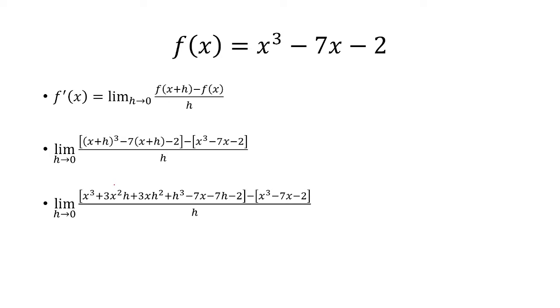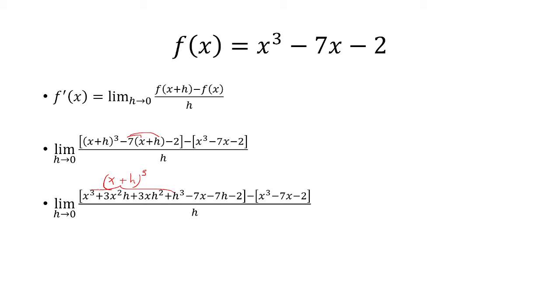I'm going to expand x plus h cubed to get x cubed plus 3x squared times h plus 3x times h squared plus h cubed. So this whole thing is the x plus h quantity cubed. And then we're going to distribute the -7 to get -7x minus 7h and then minus 2. And let's subtract that with f of x all over h.